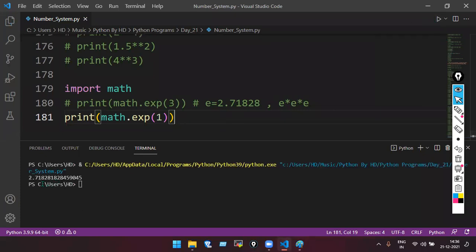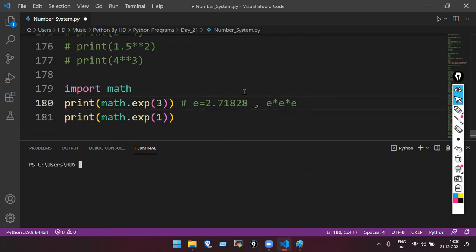How much is it? 2.71828. So in Python, you don't need to write formulas; just multiply with 1. Now what did I tell here? EXP of 3 means what? This 2.71828, how many times do you have to multiply? 3 times.